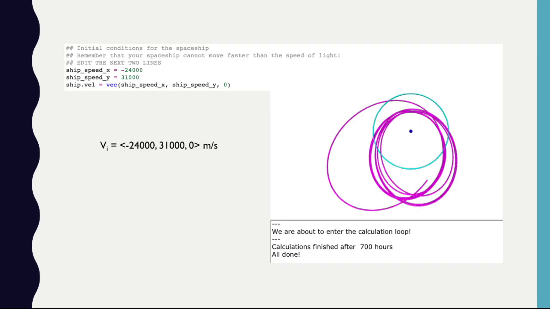After many rounds of trial and error, I achieved an orbit as shown on the right that continues on for a month without crashing. The initial velocity required for this was negative 24,000 meters per second in the x direction and 31,000 meters per second in the y direction. The spaceship's orbit is affected by both the moon and the planet, and it is ultimately orbiting around both of them. However, you may notice that the orbit is not a perfect figure-8 shape.